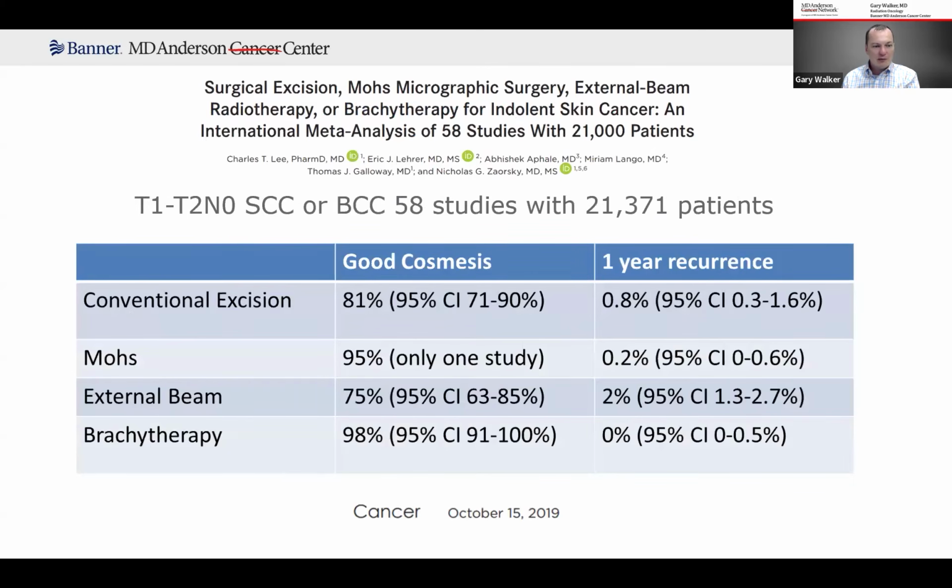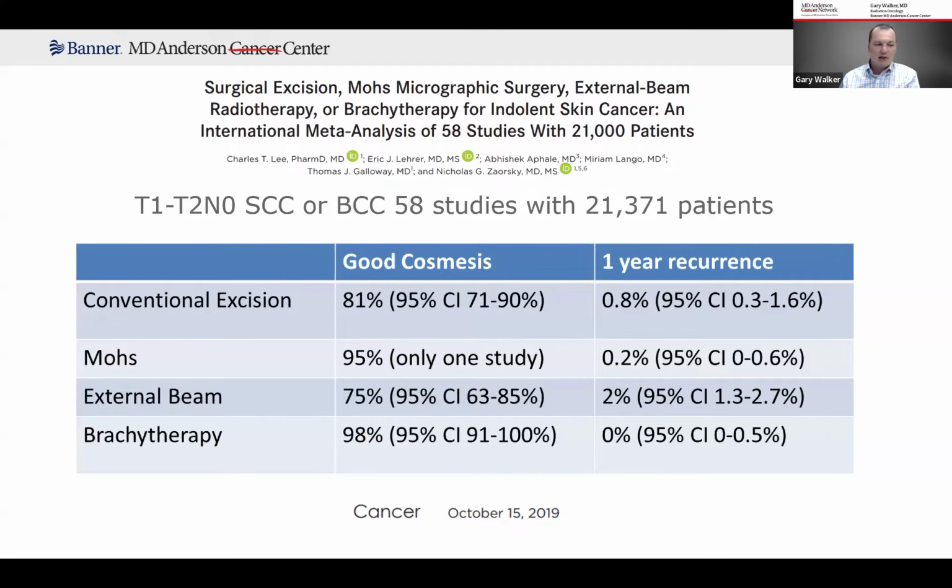What are the outcomes from this? If we look at this large study, over 21,000 patients combined together, they found that conventional excision, this just means removing the tumor, had decent cosmesis, 81% had good cosmetic outcome, very low recurrence for really any of these. Mohs surgery, very good cosmesis, very low chance of the cancer coming back.